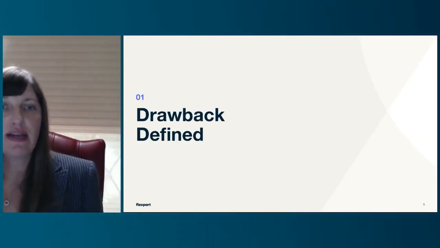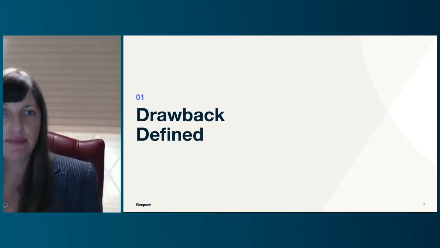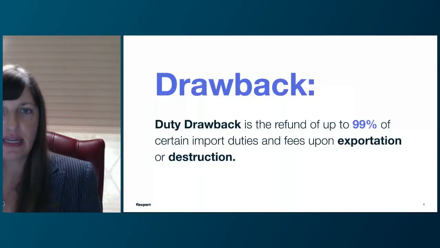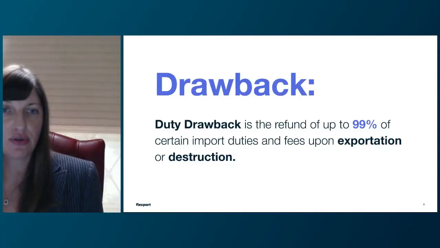We'll start by defining drawback and giving a little background. By its simplest definition, drawback is the refund of up to 99% of certain import duties and fees paid on imported goods upon their exportation or destruction, or used in the manufacturing of exported or destroyed articles. It is only 99% because 1% is kept in customs for administrative fees.